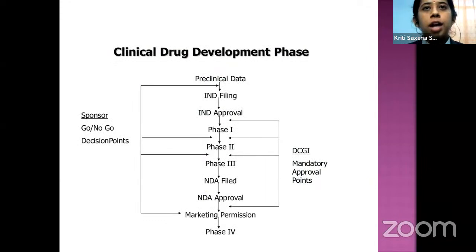This is a flow chart depicting the whole drug development process, starting from the preclinical data, then IND filing, the various phases of clinical trials, then NDA approvals, and then phase 4 of clinical trials. I'll be explaining it better with the next pictorial diagram. Next slide, please.